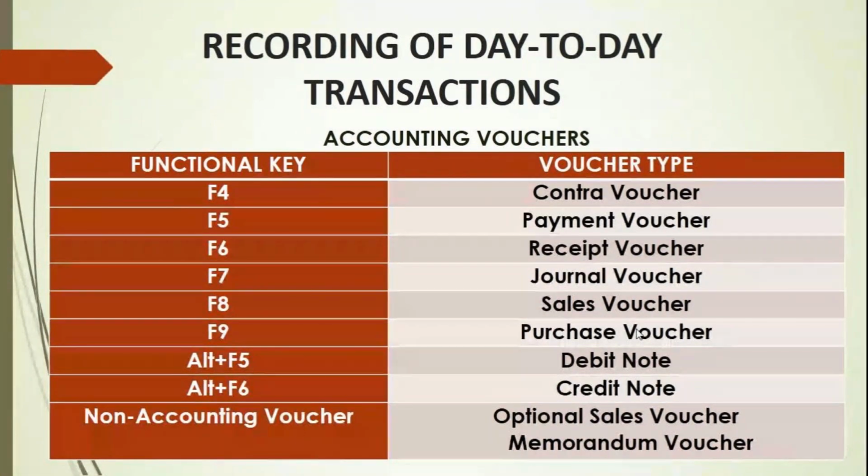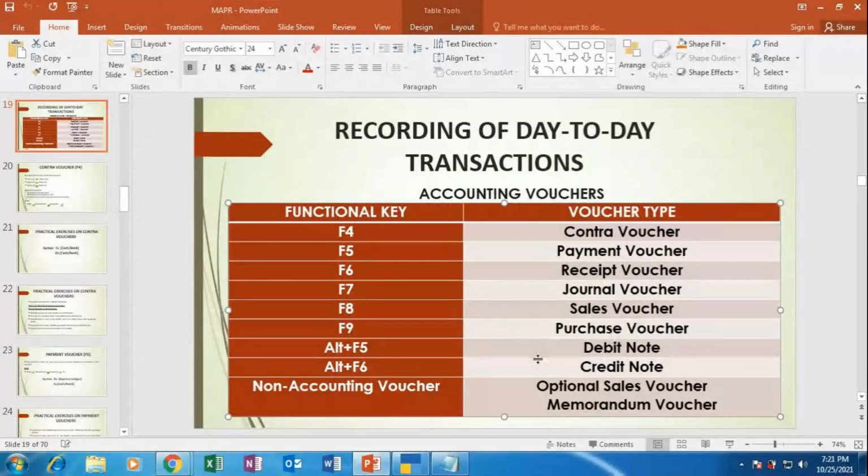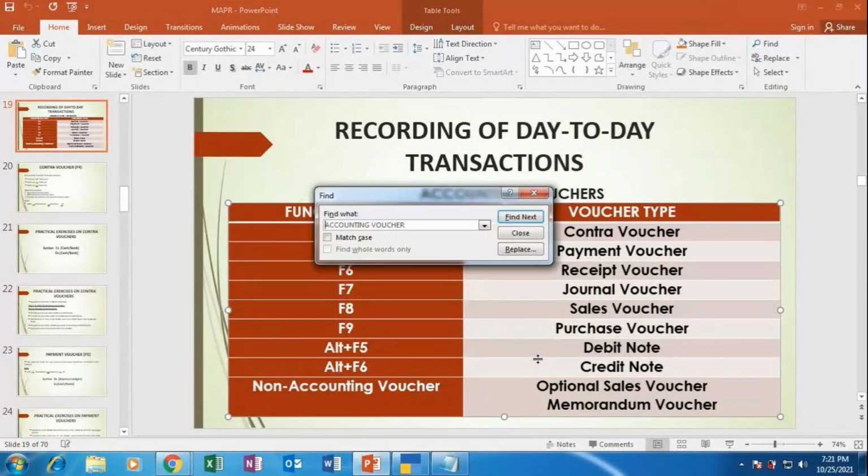Here for non-accounting, we have two: optional sales vouchers and memorandum vouchers. If I pass one contra voucher, it will fluctuate my cash or bank balance. If I pass payment or receipt, the same thing. But if I go for non-accounting vouchers, as I told, it will not affect my books of accounts. So let's discuss these non-accounting vouchers.